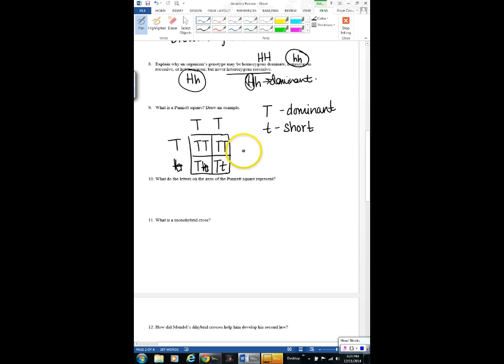So there is a 50-50 chance here that it's going to be tall or short, just because of this recessive gene that's not carried. So both the father and the mother in this case are very tall.